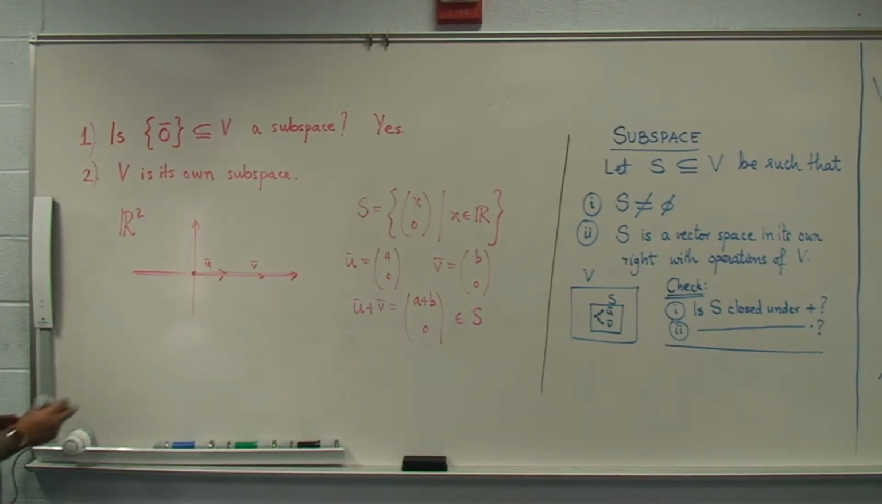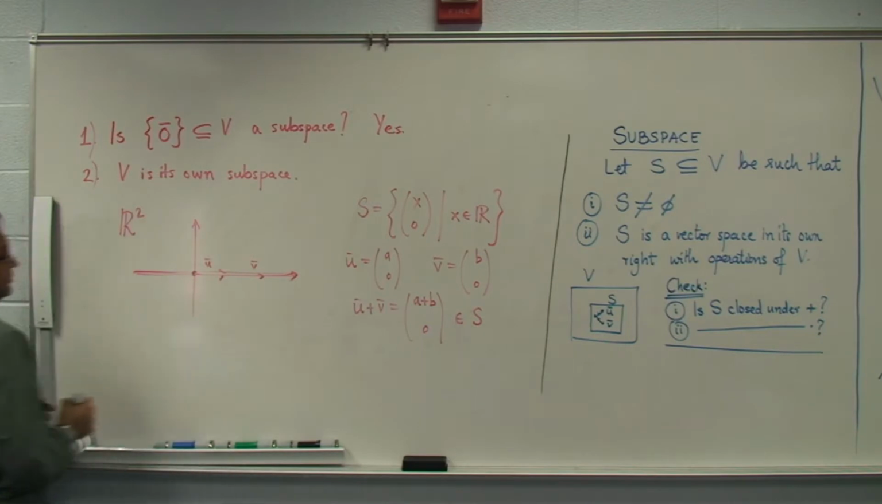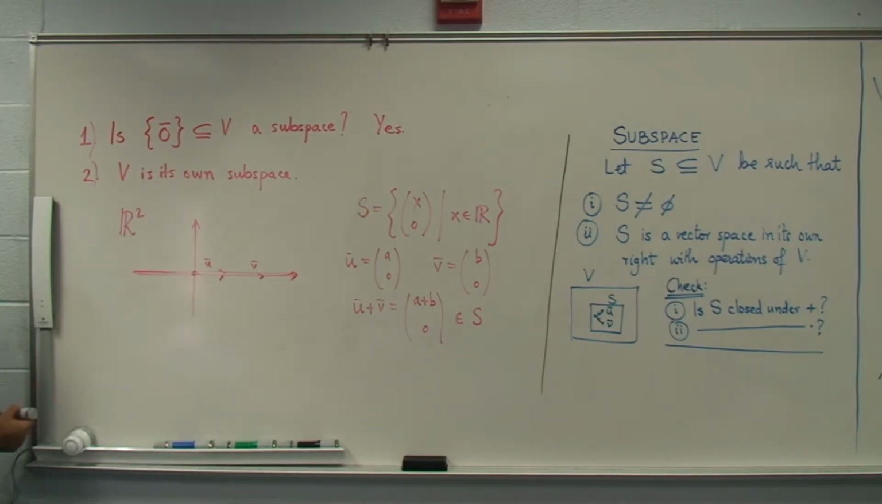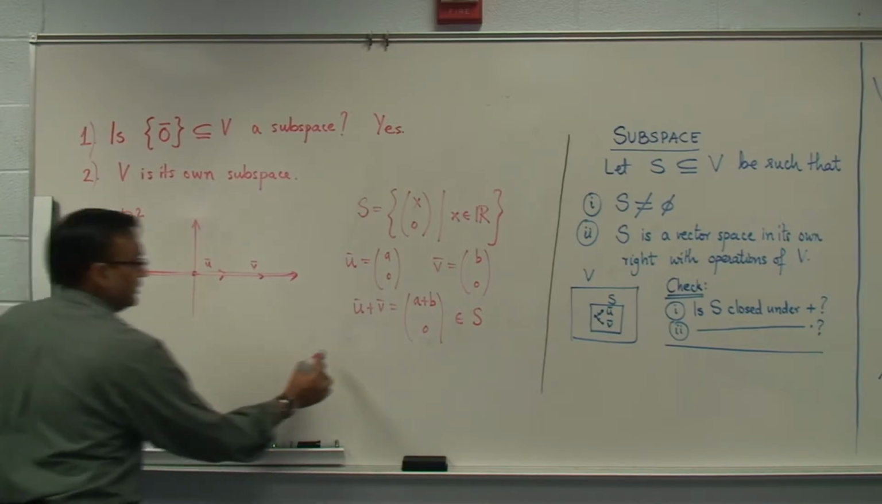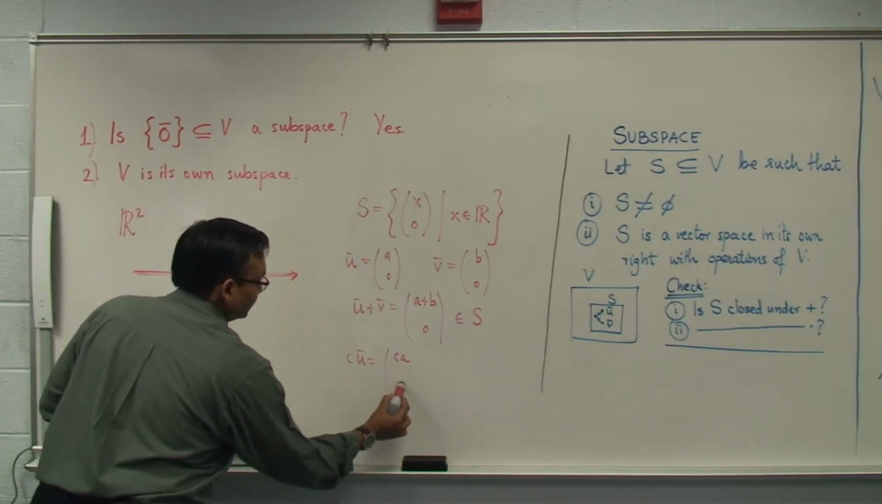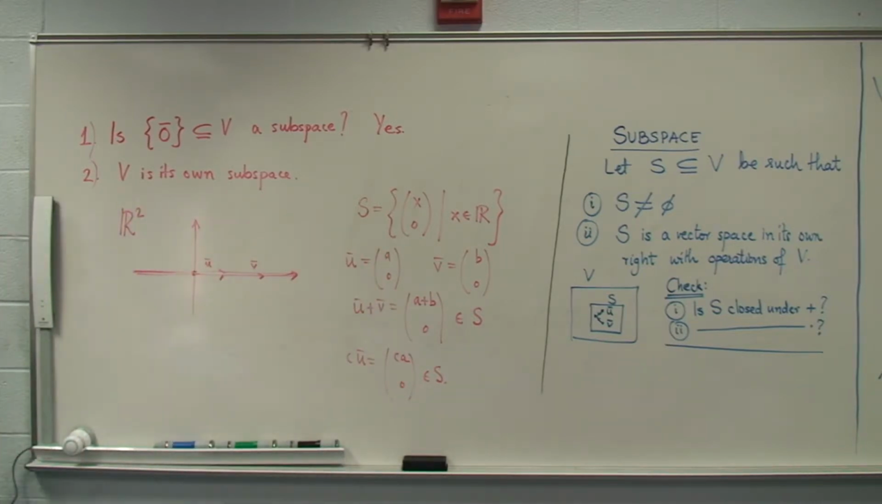What about scaling it? If I take u and multiply it by a scalar c, if c is positive, it will stretch the vector along the positive x-axis. If c is negative, it will flip it, but still on the x-axis. So c times u will be the vector (ca, 0), which is still in S. So based on our check, we can definitely say that the x-axis forms a subspace of R2.